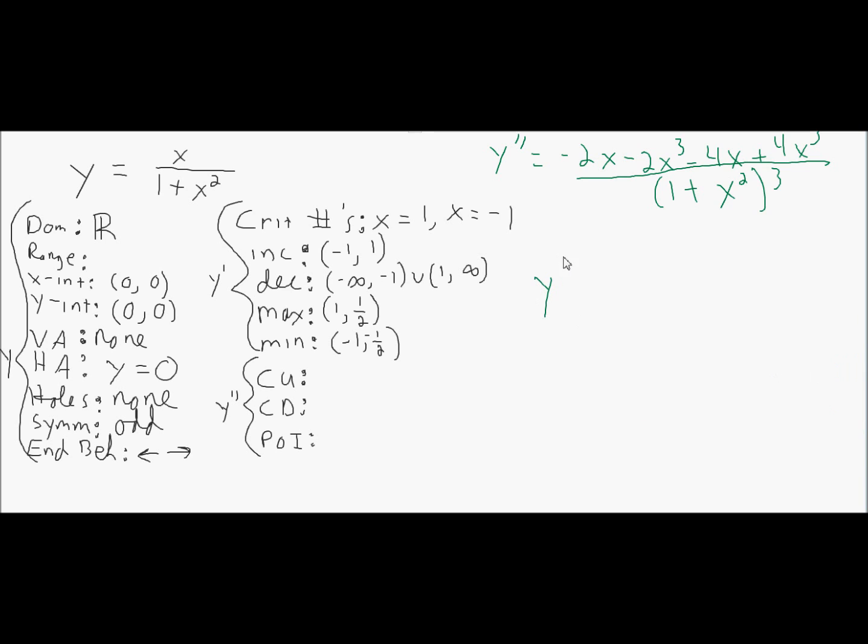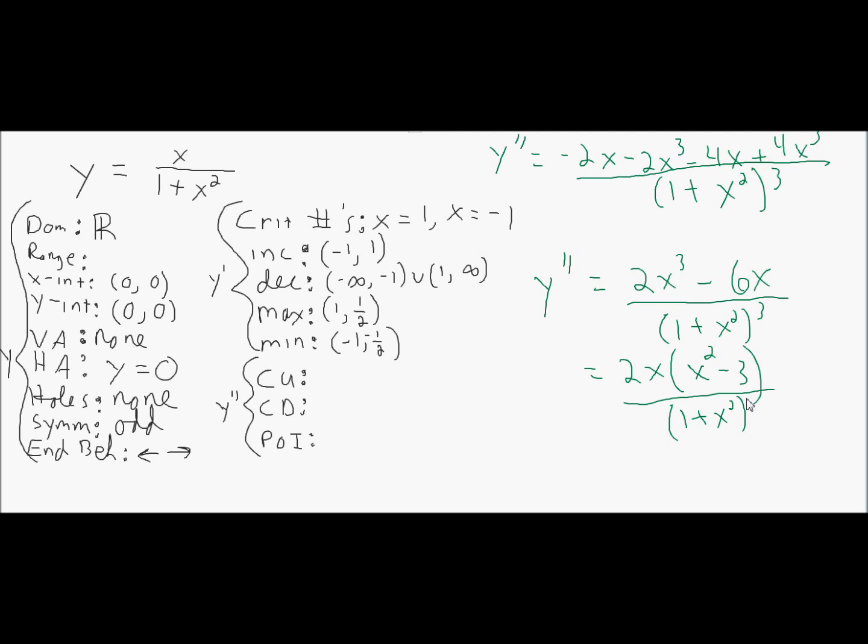And we'll put it all together up top. Y double prime is negative 2x cubed plus 4x cubed is 2x cubed. Negative 2x minus 4x is negative 6x. Over, right? Negative 2x, that's right. This is right. Good. Over 1 plus x squared cubed. And this is our derivative simplified. We might as well factor it. We're going to have 2x times x squared minus 3, I believe, over 1 plus x squared cubed.